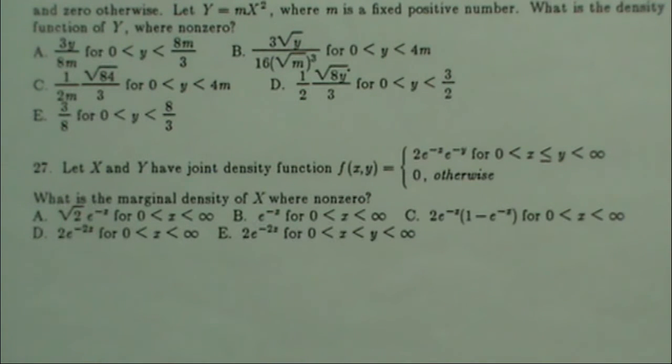Sample exam 5, problem number 27. Let x and y have a joint density function of f(x, y) equal to 2 times e to the minus x times e to the minus y for x greater than 0 and y greater than or equal to x, less than infinity. What is the marginal density of x where non-zero?